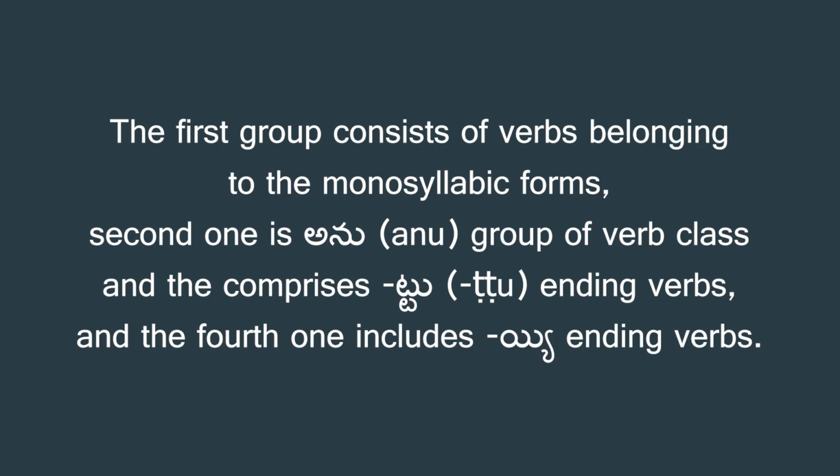In the present lesson, I will examine past tense formation in greater detail by classifying verbs into four major groups based on the verb stem patterns. The first group consists of verbs belonging to the monosyllabic forms. The second one is the Anu group of verb class, and the third comprises u-ending verbs. And the fourth one includes e-ending verbs.